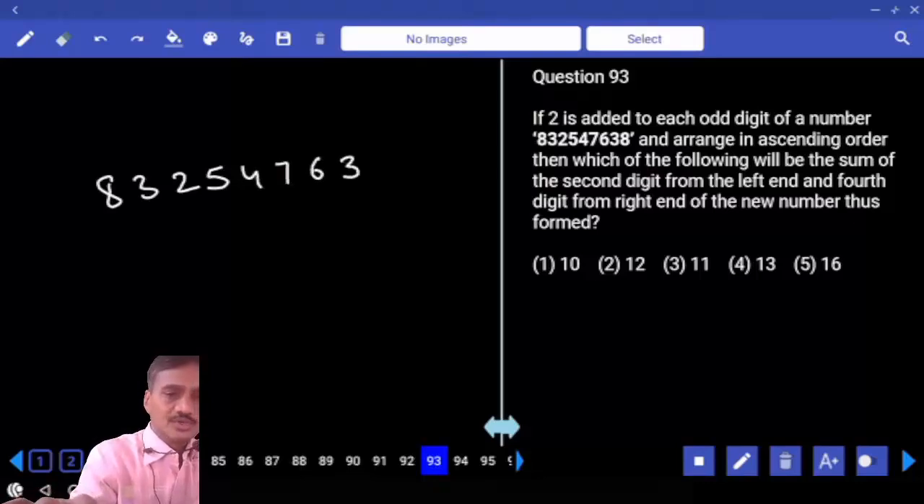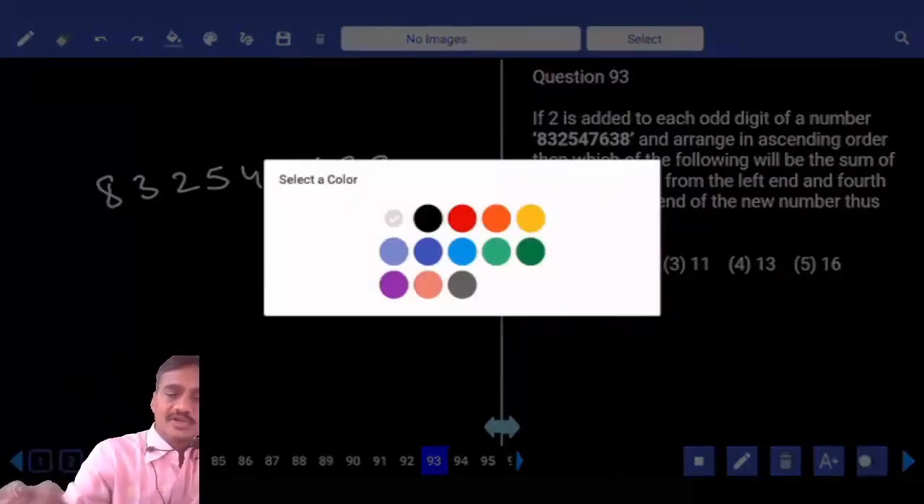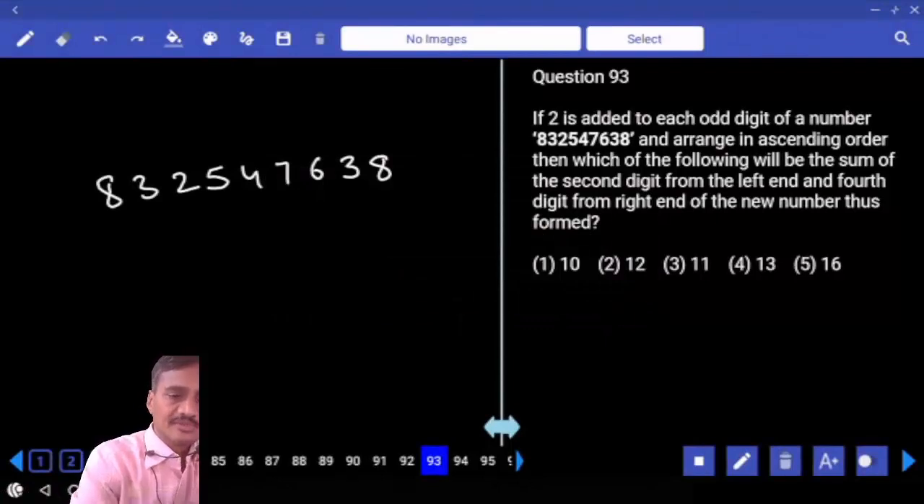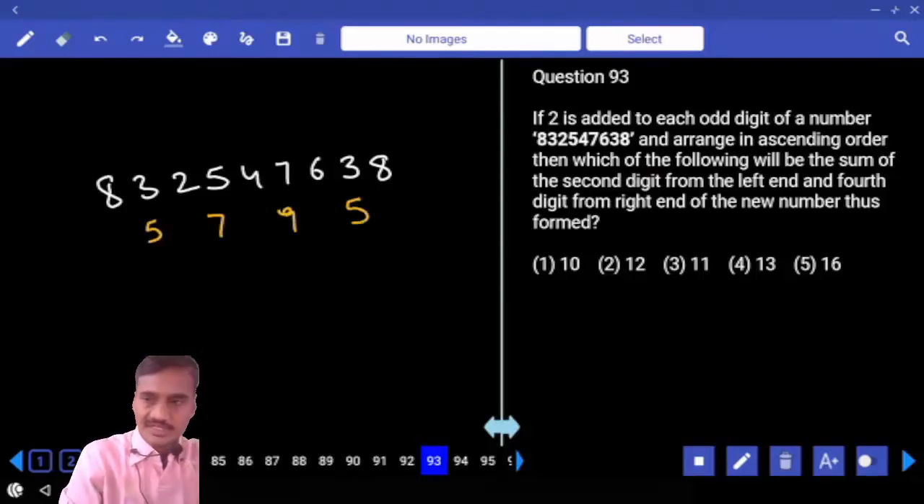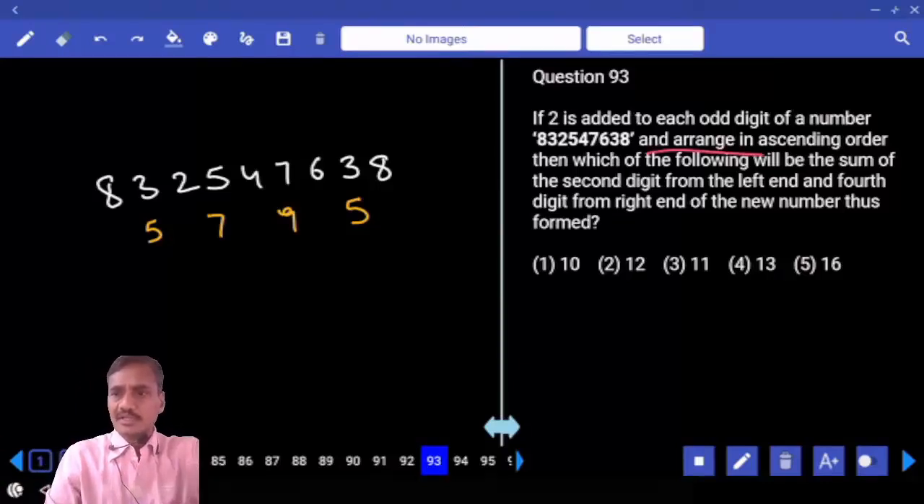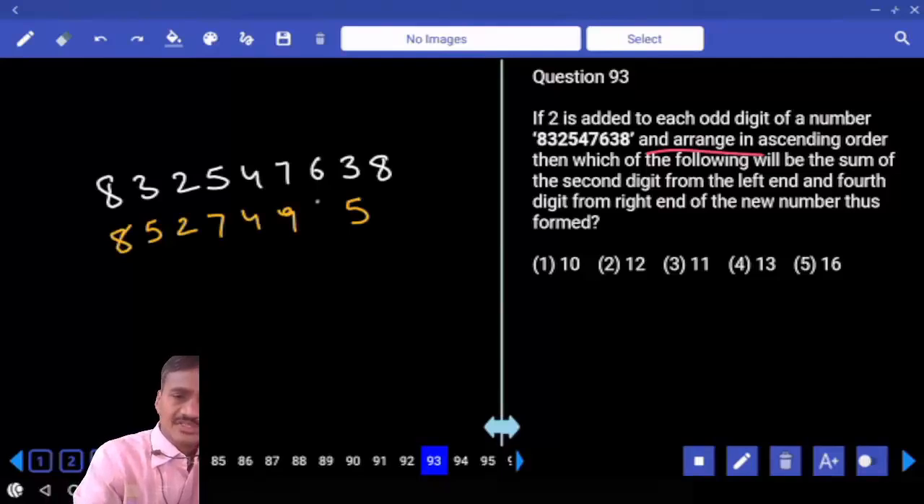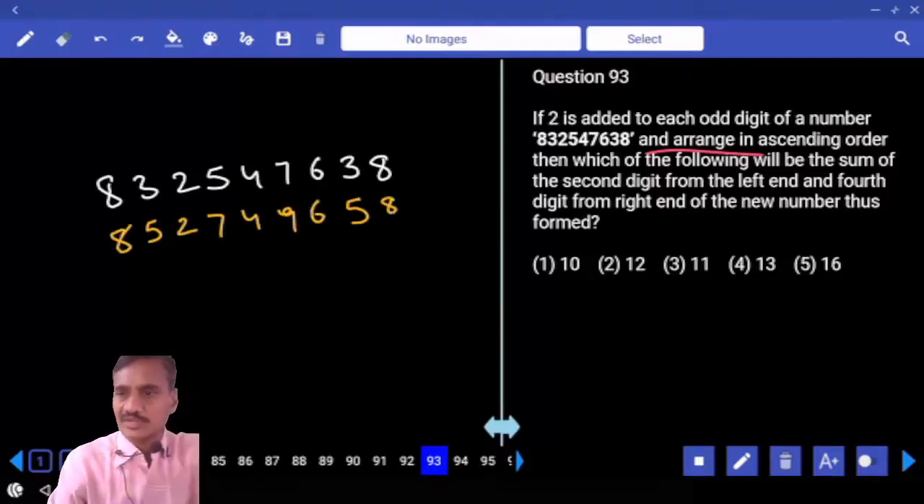47638. 8325 47638 అన్నాం. Now what do I need to do here? 2 is added to each odd digit. For every odd digit, how much do I need to add? 2. That means 3 will become 5, 5 will become 7, 7 will become 9, and 3 will become 5. 2 is added to each odd digit of a number and arranged in ascending order. Yes, all the even numbers will remain as they are. అంతే కదా? There is no information regarding the even ones. Then I need to arrange all these elements.